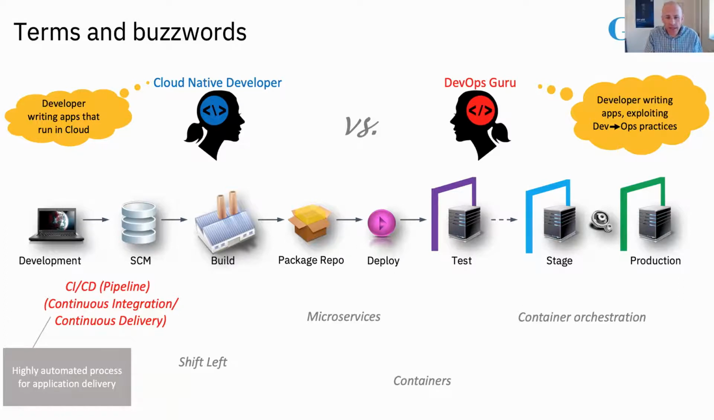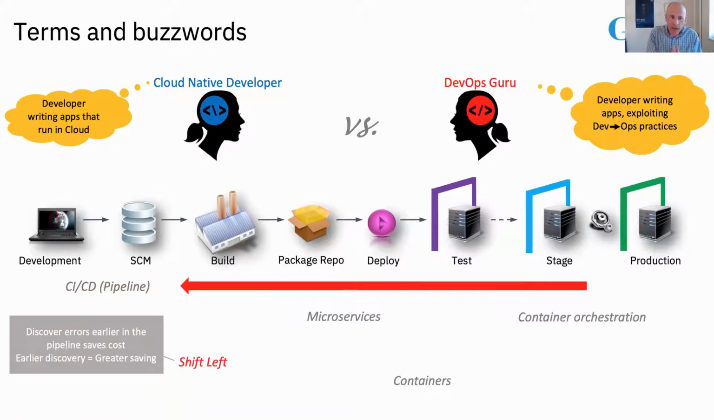The next one on here is shift left. And this is all about starting on the left-hand side when somebody is creating some code, trying to identify as early as possible any potential errors in that code or how two pieces of code are working together. Because if you're building application components and they hit production and there is a problem with them, then you're going to end up with an outage, which is a huge, huge cost.